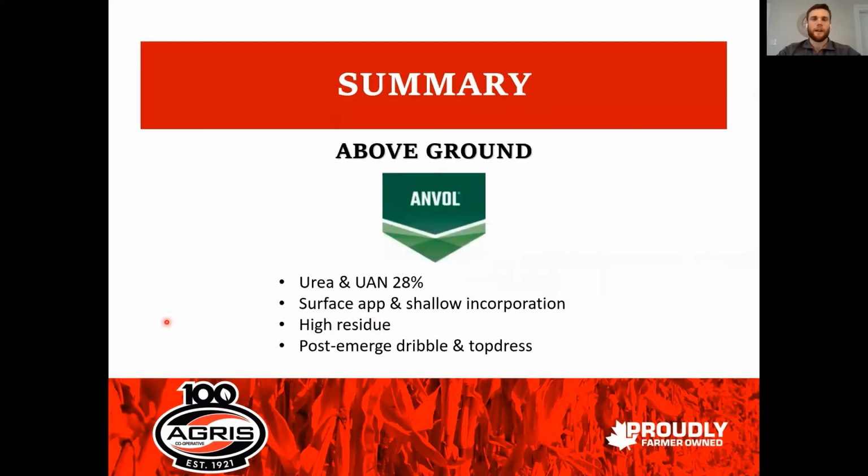So to summarize, when do we use Anvil? It should be used when we're surface applying or shallow incorporating 28% and urea. So think above ground and anti-volatilization with this product. As far as environments, I would look at high residue environments, so any no-till situations. I would also look at sandier soils with lower CEC, as that ammonium will not be able to bind to the CEC. And I would also place this product in a situation where we're doing an early post-emerge application, dribbling 28% on the surface or even spinning urea over the top.